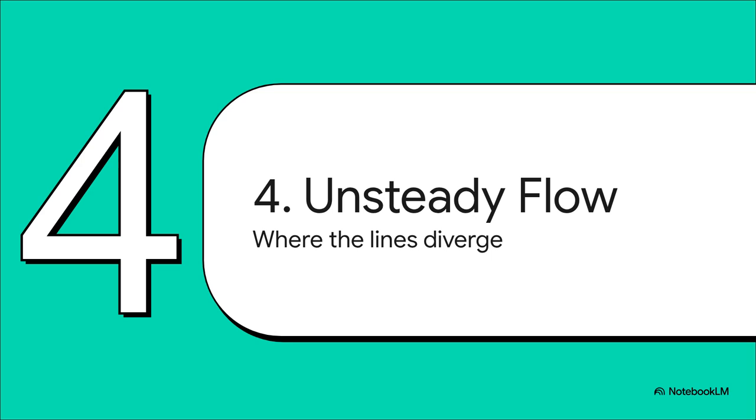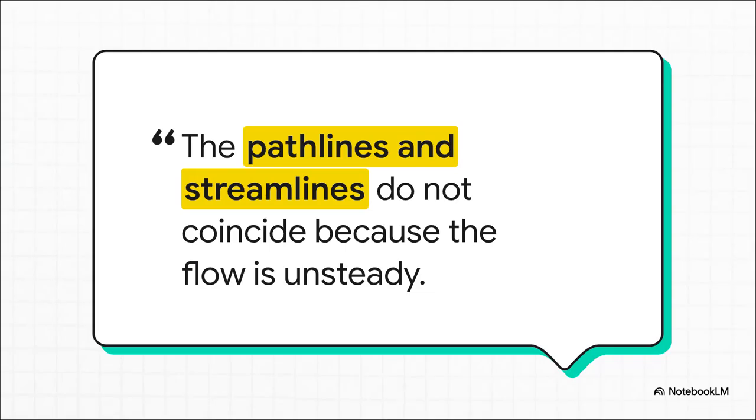Okay, so we have our 3 definitions. In a steady flow, they're all the same. But what happens when the flow is unsteady, when the velocity at every point is constantly changing over time? Well, this is where it gets really, really interesting. This quote from Anderson's textbook just nails it. When a flow is unsteady, these lines start to go their separate ways. And understanding why they look different is absolutely essential to knowing what you're actually looking at.